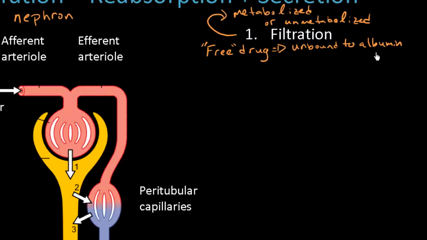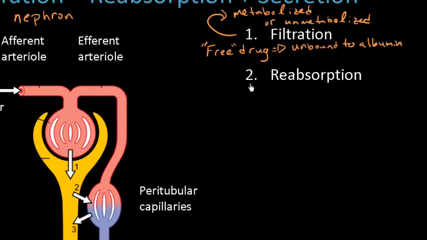Albumin itself is too big to get through. And if you see albumin in the urine, that is a problem. And frequently, we use albumin as a marker to determine the progression of kidney disease in diabetic patients, something called microalbuminuria. So small amounts of albumin in the urine. If those levels go up, we know this patient might be having kidney problems. So after filtration, we then get to reabsorption.